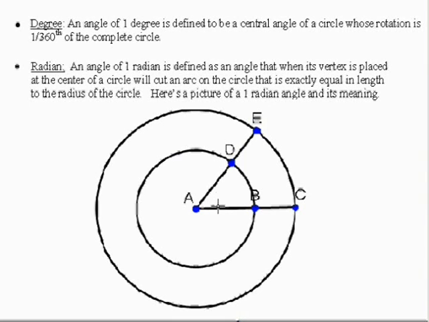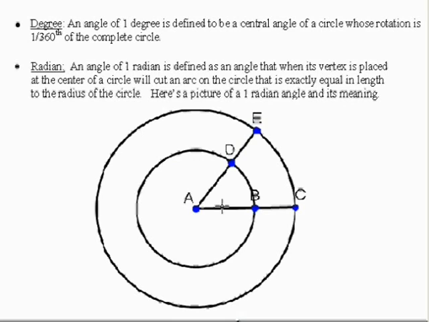Regardless, we're still measuring just this corner, even though if the circle was really, really large, that same angle would appear to cut off a very, very large arc on that circle. Yet that arc, even though it physically is larger than these two arcs, would still have been generated by this same degree measured angle or this same radian measured angle.